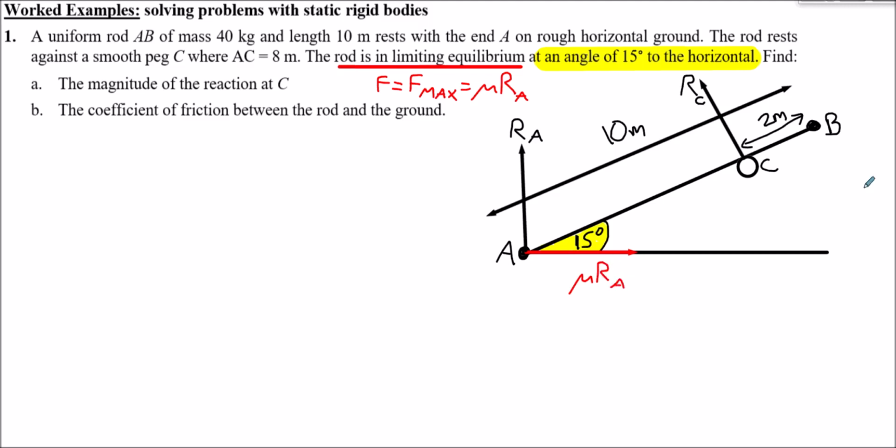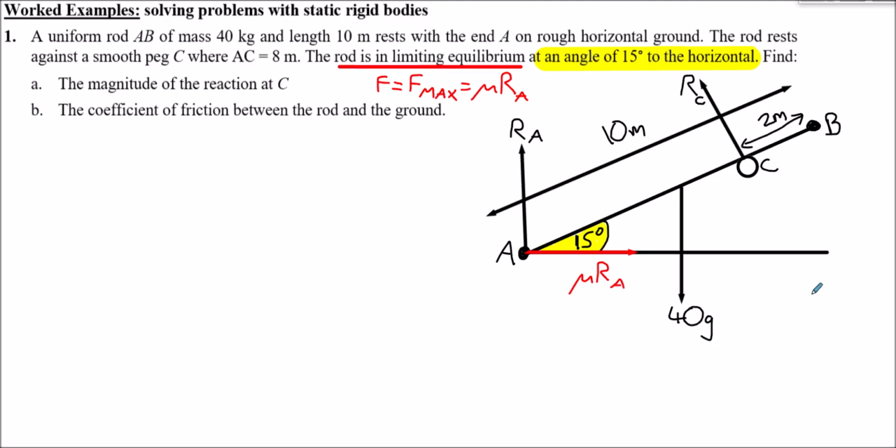Finally, last but not least, we need to consider if this rod has a weight or not, and it absolutely does. It's a uniform rod, which means its weight can be considered halfway along its length, and it's got a mass of 40 kilograms. So therefore, we need to add in its centre of mass here, and the magnitude of the weight will be 40g. So that's now a fully labelled force diagram.